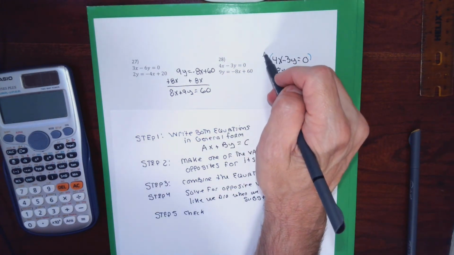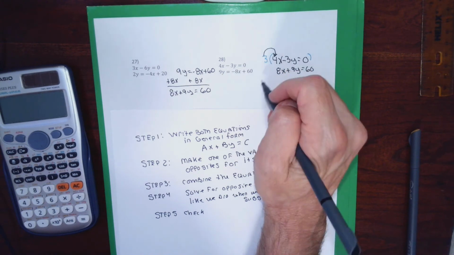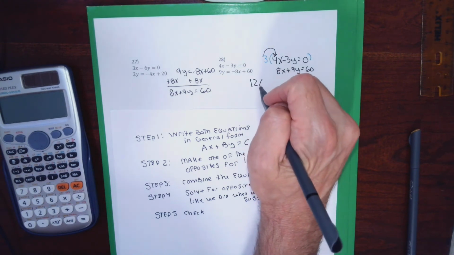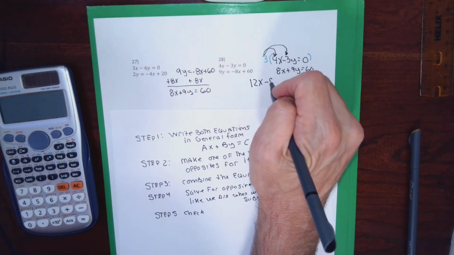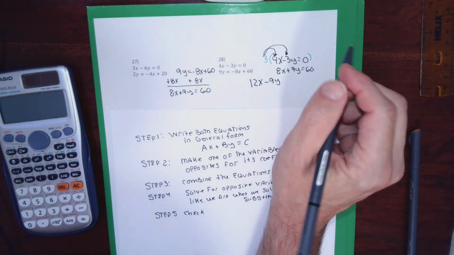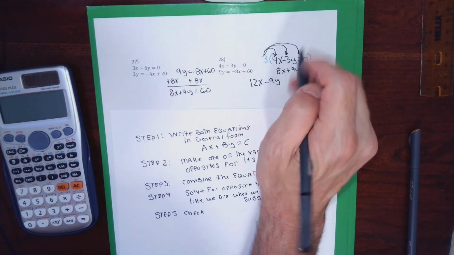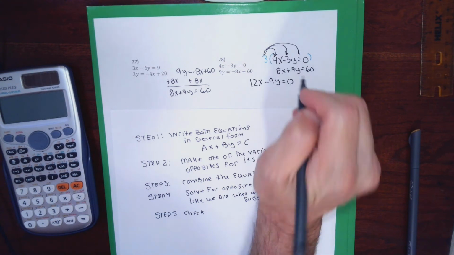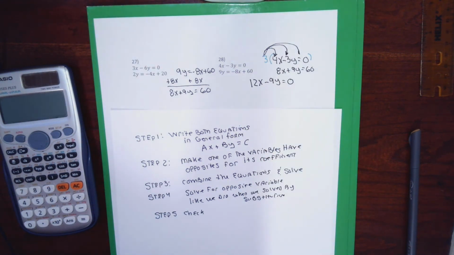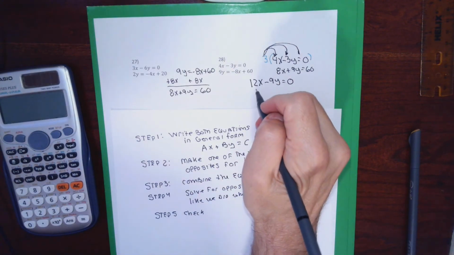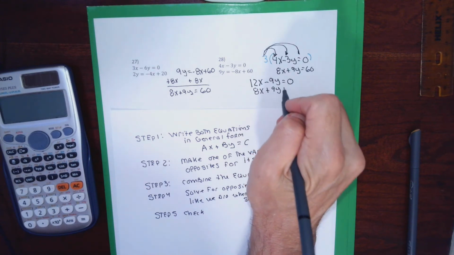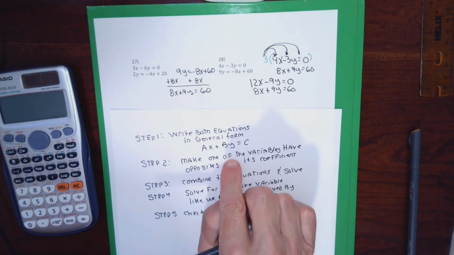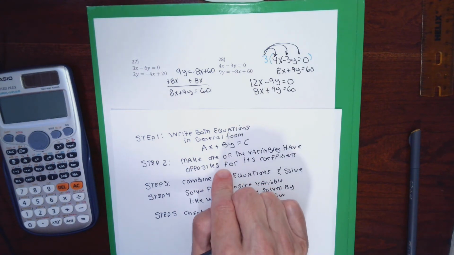So for the top equation, I'm going to multiply 3 times 4x and get 12x, 3 times minus 3y and get minus 9y, the opposite of positive 9y, and 3 times 0 and get 0. I'm multiplying, as opposed to dividing equations like I did with substitution. But it's similar, but easier. Multiplying is easier than dividing almost always. Now I'm done with step 2. I've made one of the variables have opposites for its coefficient.